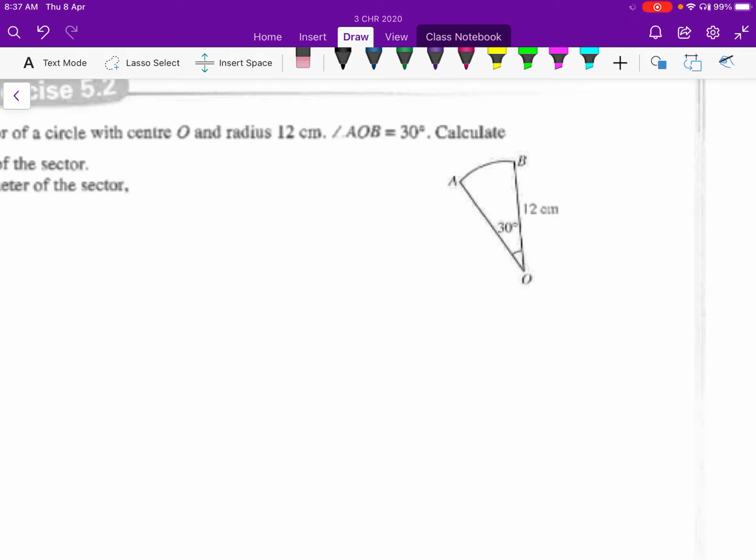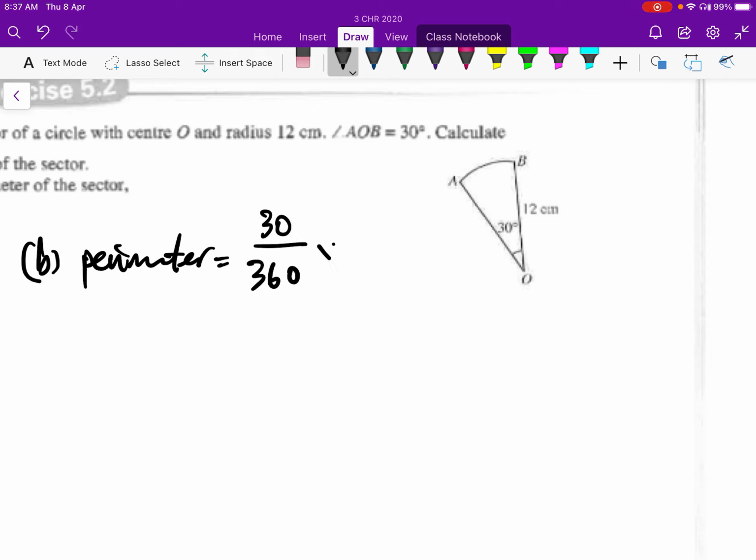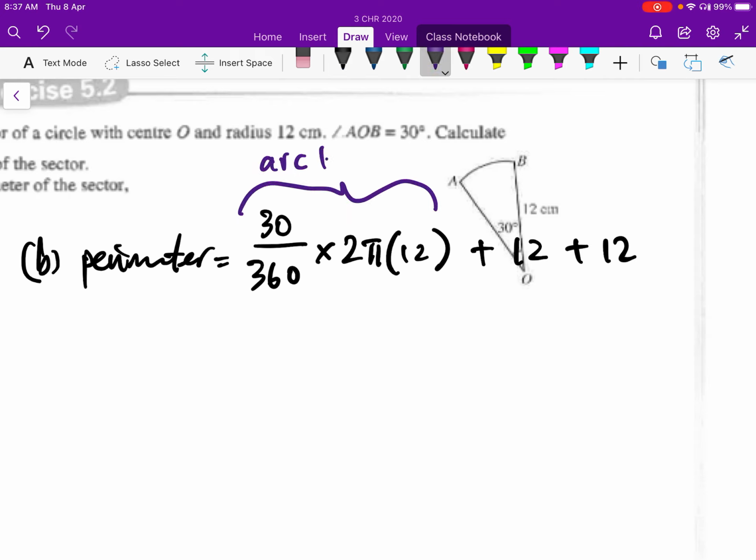Therefore, part B, perimeter. Let's talk about the curve first. The curve will be 30 degrees out of 360 times 2 pi r, plus the straight line, which is the radius, plus another radius. There are three parts to it. This is for the arc length. Then this is radius. This is another radius.